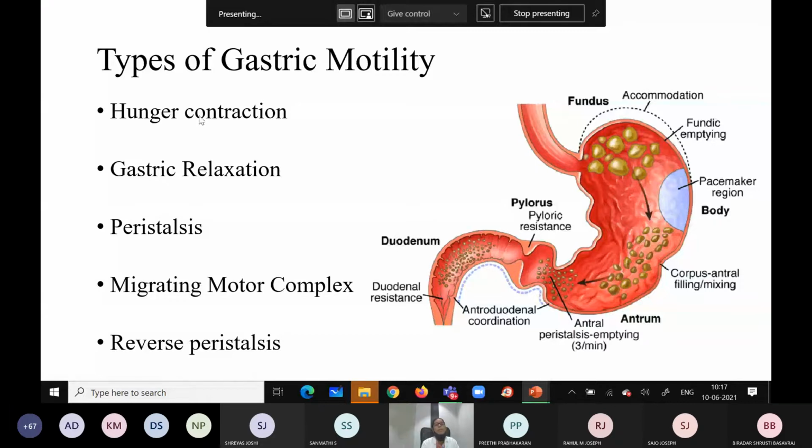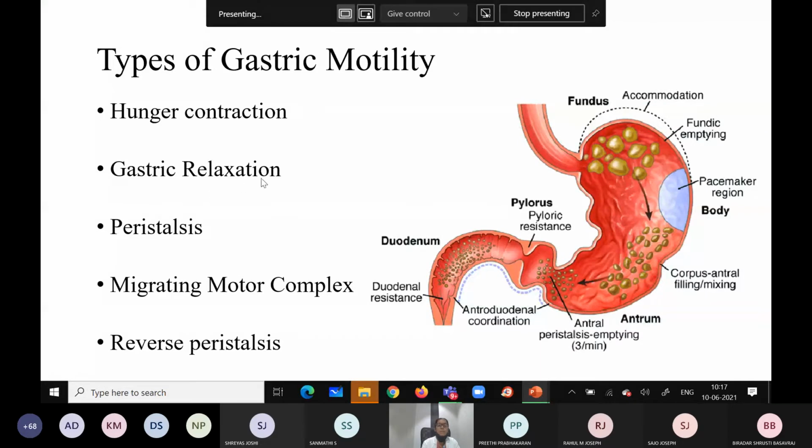You might have heard of "chuhe daud rahe". Whenever you feel hungry, you feel some contraction as if something is moving in your stomach, isn't it? So this is called hunger contraction. This occurs whenever the stomach is empty.